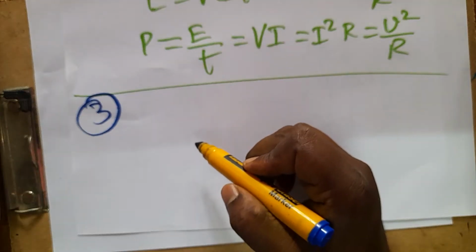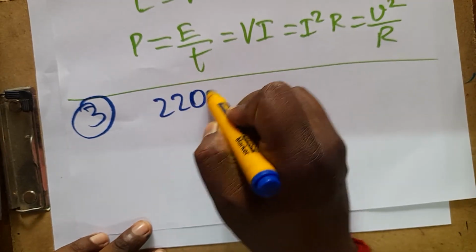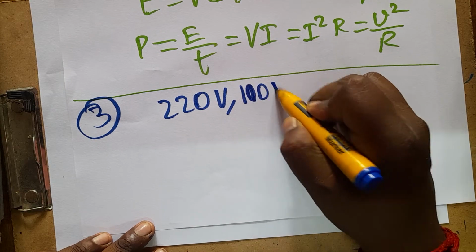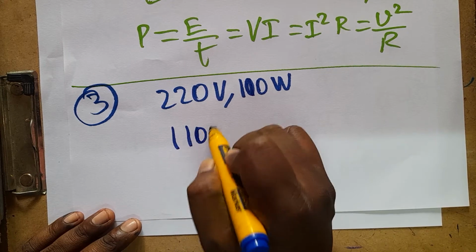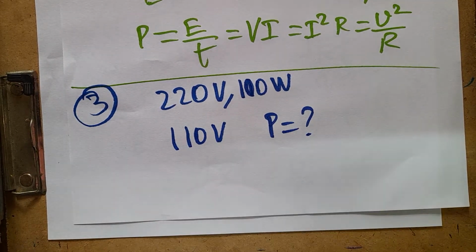Question number 3. What is given? The voltage is 220 volt, power is 100 watt, which is given on the device. Actually, in the day they are connecting only 110 volt. Now what is the new power? That is the question. I will repeat again.